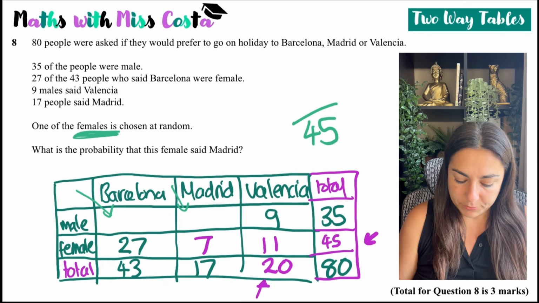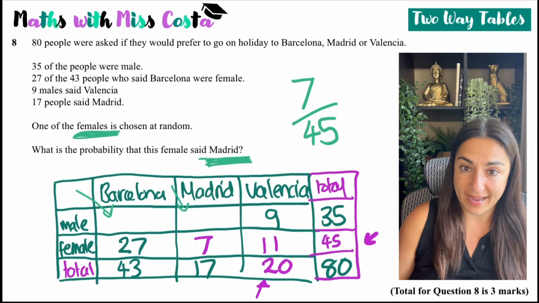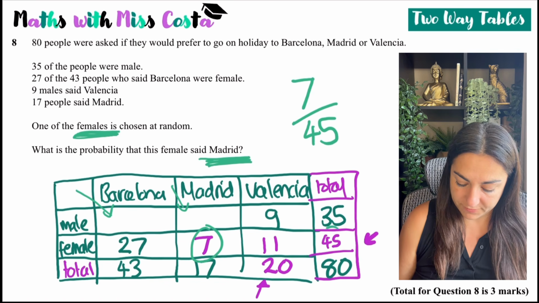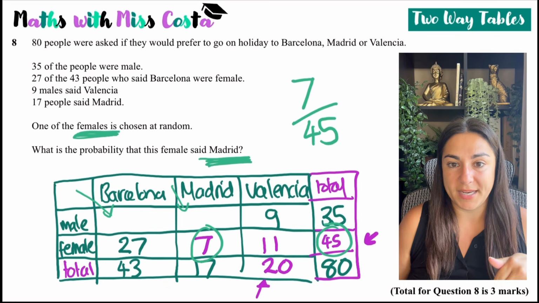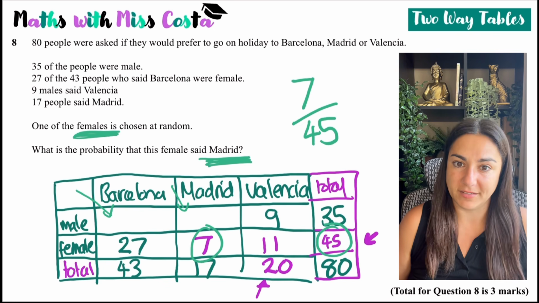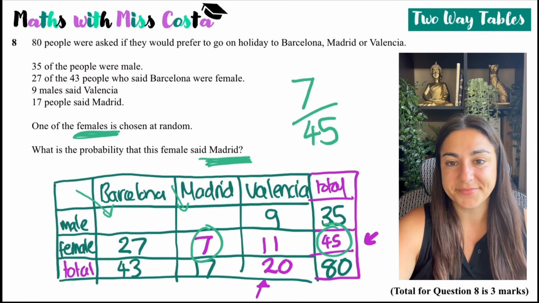And then it says, what is the probability that this female said Madrid? Well, 7 females said Madrid out of a total of 45 females. So when we're doing probability, you always have to have your denominator as the total of what the question is asking you. So it's asking you for females, so the total is out of females.